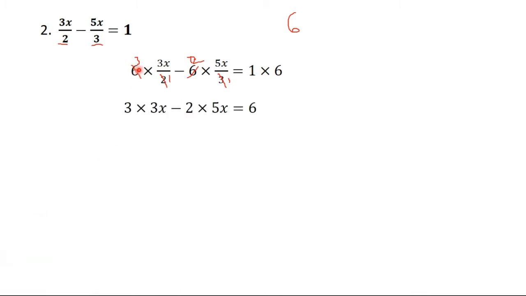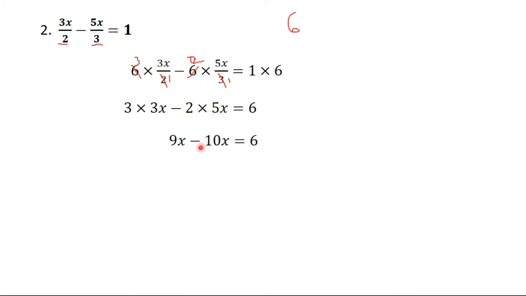So we are going to have 3 times 3x, then minus, 3 cancels itself once and cancels 6 two times. So we have 2 times the numerator here, which is 5x, is equal to 1 times 6. So you see, we have been able to clear the fractions. So here we do the multiplication. 3 times 3x will give us 9x.